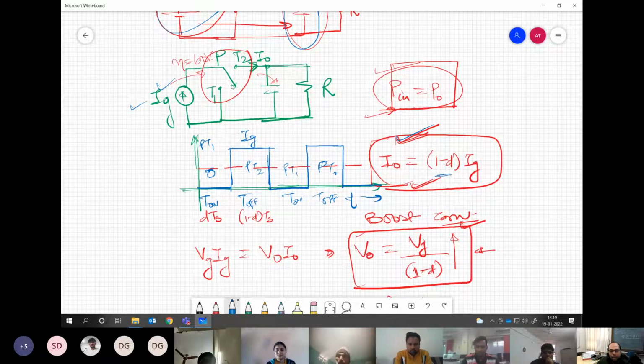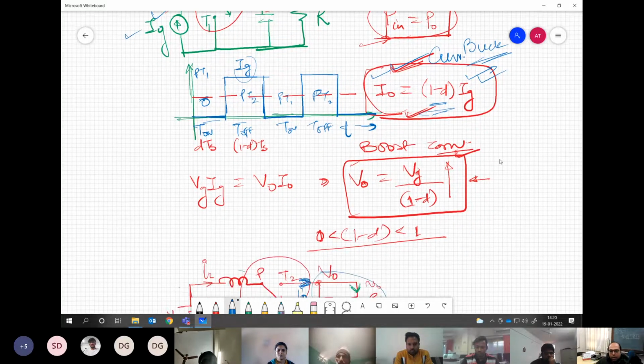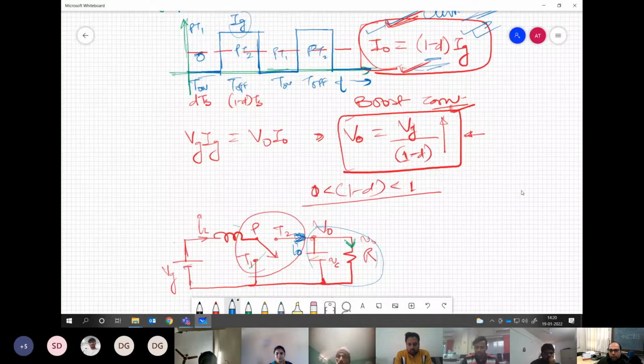When we turn on the switch, the current transferred to the load side is 0, and when we turn off, let's say connect PT2, it is the same current flowing to the load. So we have this relationship between the output current and the input current, and we can say that this is basically a current buck converter. Because the power is balanced, whatever power goes in as input must come out as output. So we have the boost operation for the voltage, and that we know.